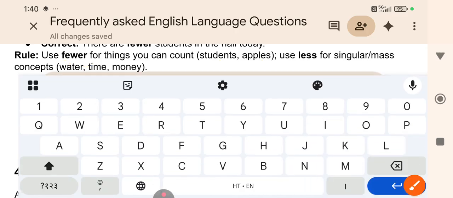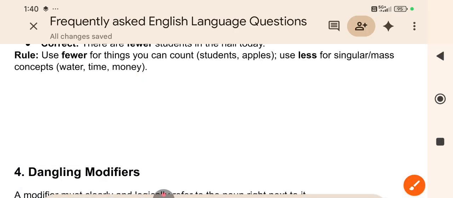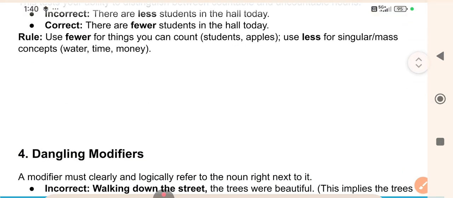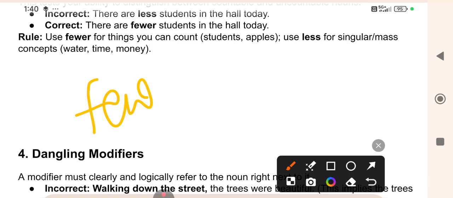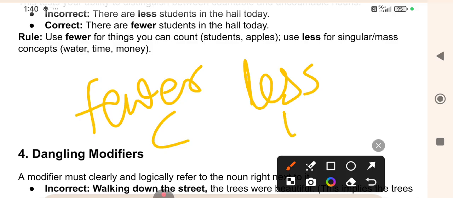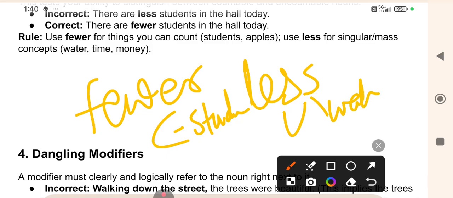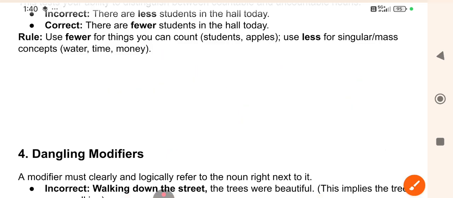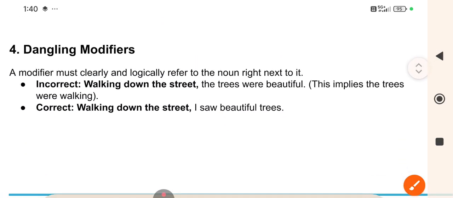So few versus less, right? Few and fewer and less. Few for countable, less for uncountable. Countable is students and uncountable is water, time, money, etc. So please take care between countable and uncountable.